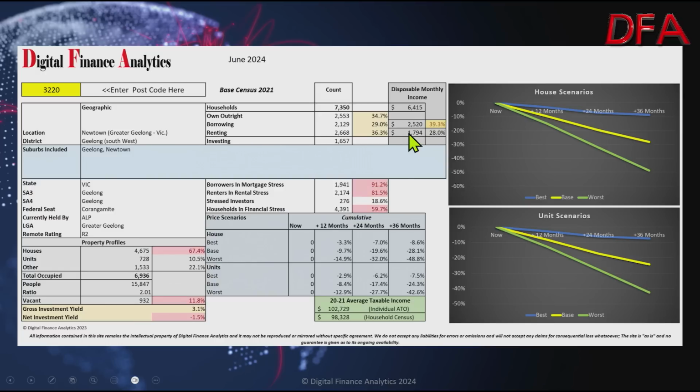Scenarios would suggest falls in the best case scenario of around 8%, base case down 28%, and the worst case even more significant falls, units following suit.